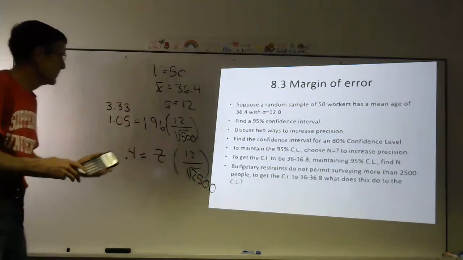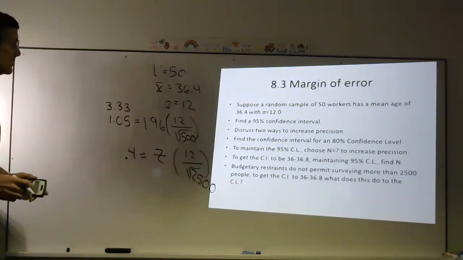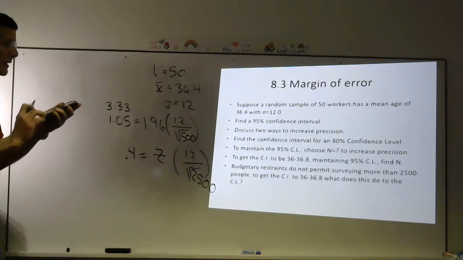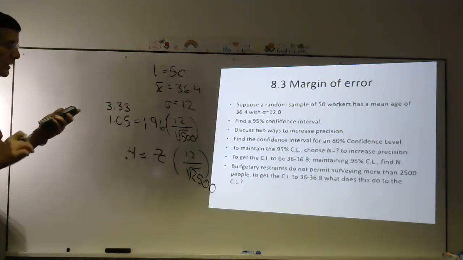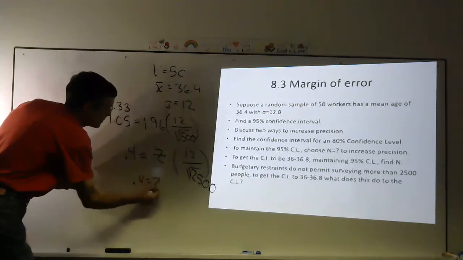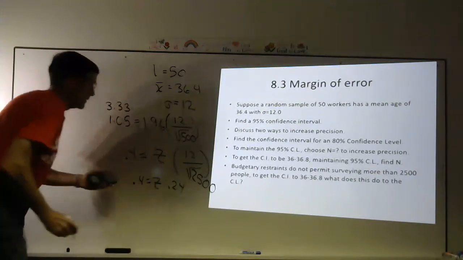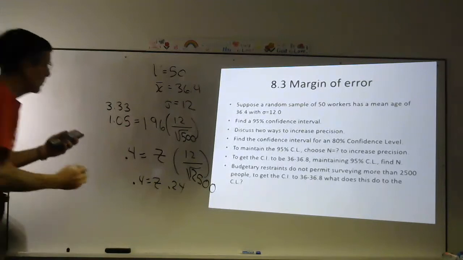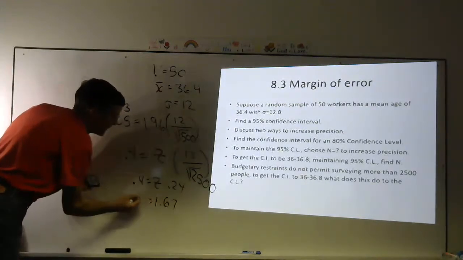All right, so let's do it. 12 divided by the square root of 2,500. I think the square root of 2,500 is 50, right? So it's 12 divided by 50, and I get 0.24, okay? So 0.4 equals Z times 0.24. So divide by 0.24. I get 1.67 for a Z value.